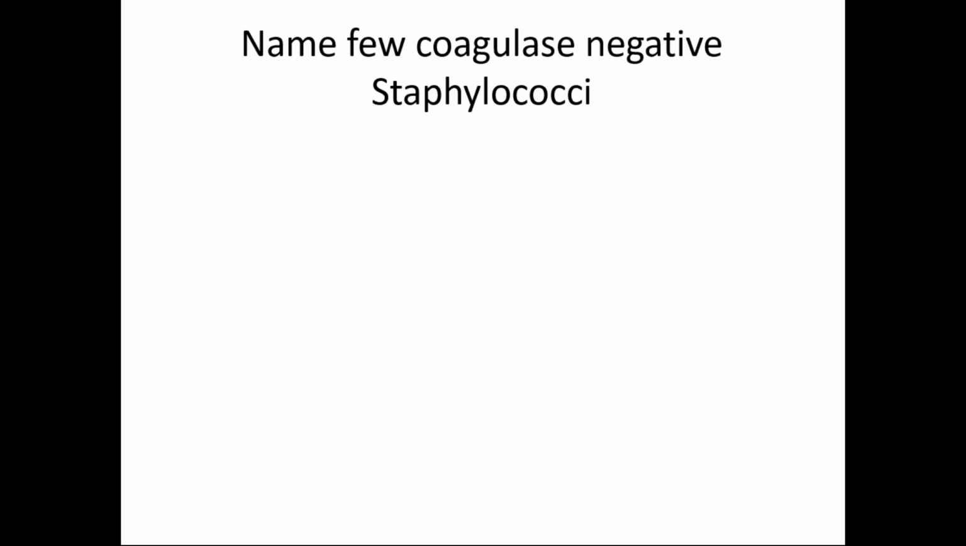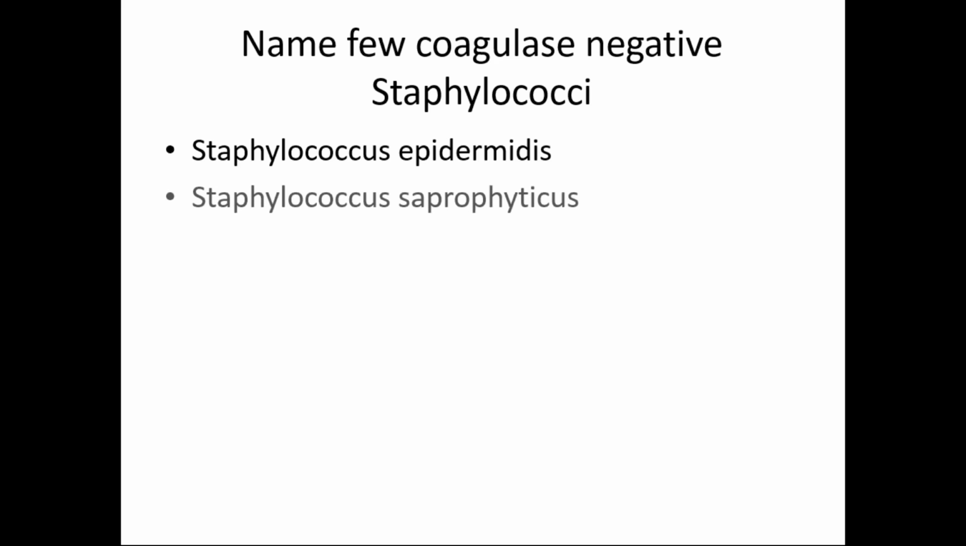Next, so we have known about Staphylococcus aureus, right? So this aureus, is it coagulase positive or negative? It is positive. So this question is, name a few coagulase negative Staphylococci. Answer. Staphylococcus epidermidis and Staphylococcus saprophyticus. So these are the two coagulase negative Staphylococci.